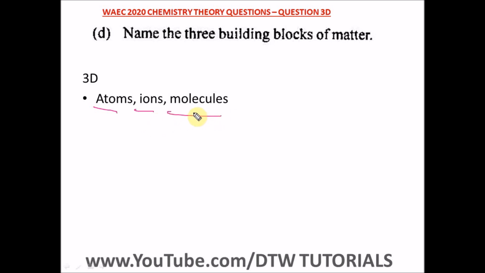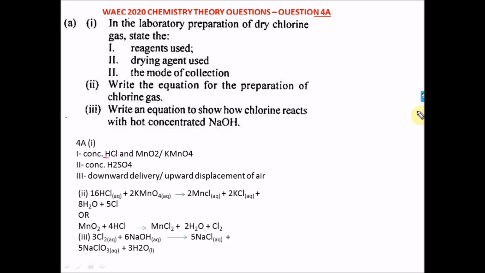Okay, then molecules: two or more atoms chemically combined together. So these are the three building blocks of matter: atoms, ions, and molecules. Question 4a, WAEC 2020 chemistry theory question.